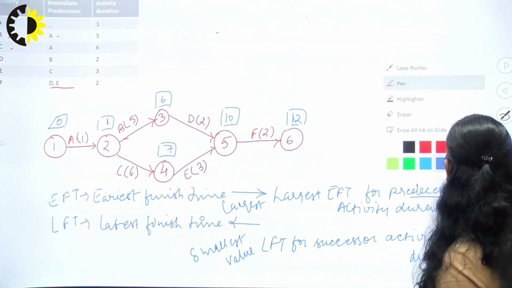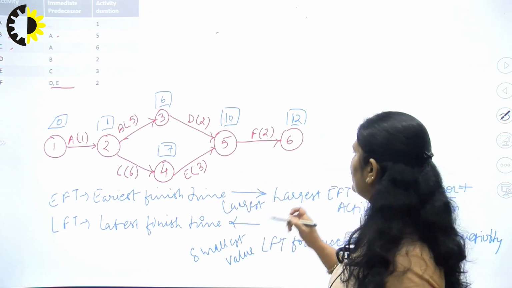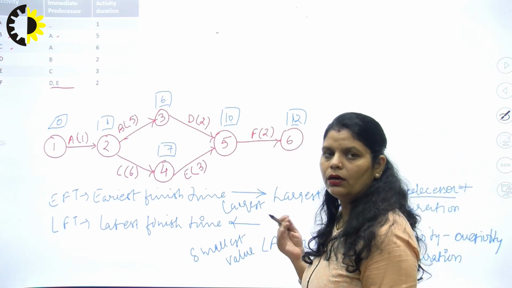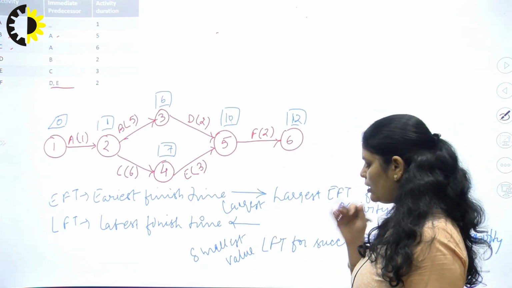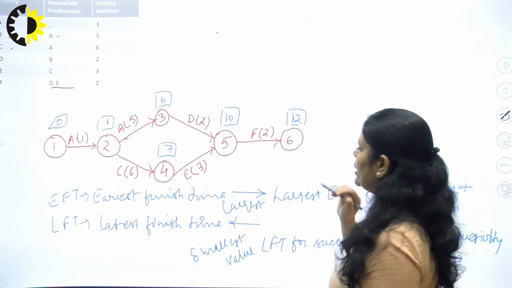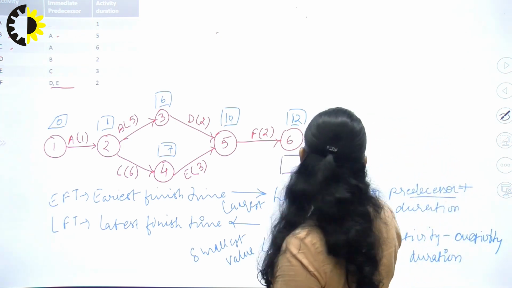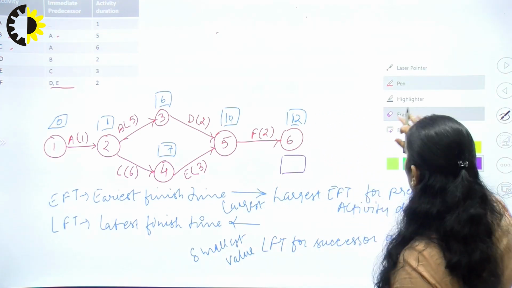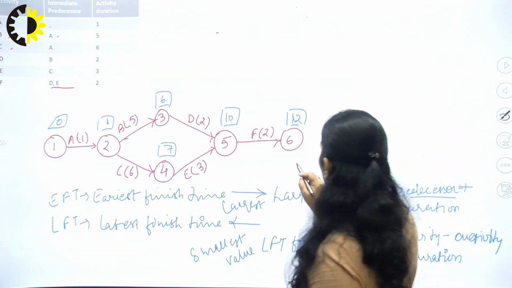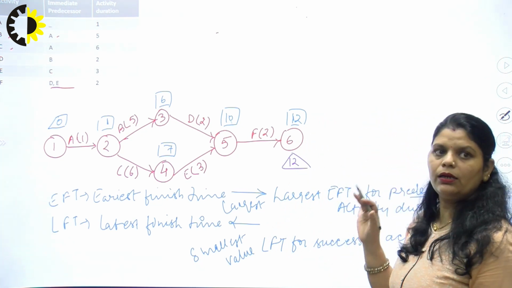Now we will calculate the LFT. LFT is the backward movement, so we will start from here. Because activity F is the last activity, there is no activity after it in this particular network diagram. So LFT and EFT will be the same for this one. To differentiate it, we are showing it with the help of a triangle. So it will become 12 here because it is the last activity.